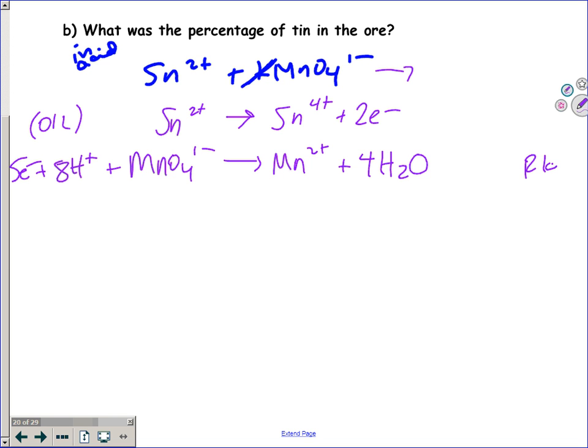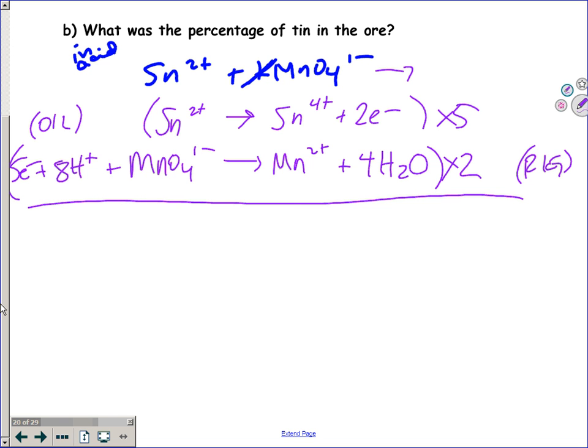And what's my next step here? Multiply by what? Top one by 5, bottom one by 2. All right, here we go. Go ahead and pull your stuff down together. I'm going to focus as I write this time.